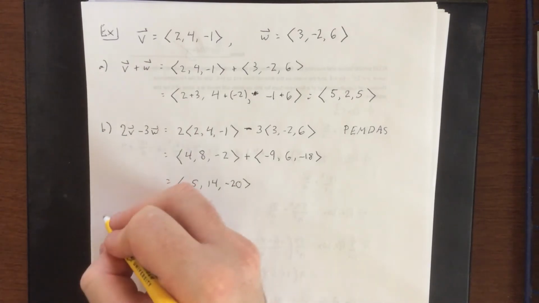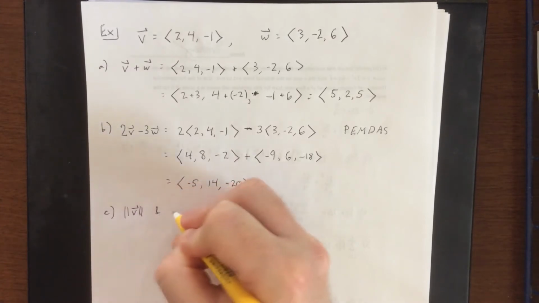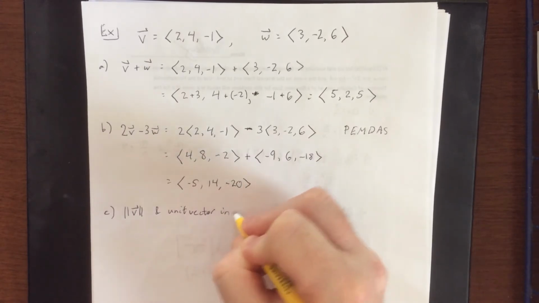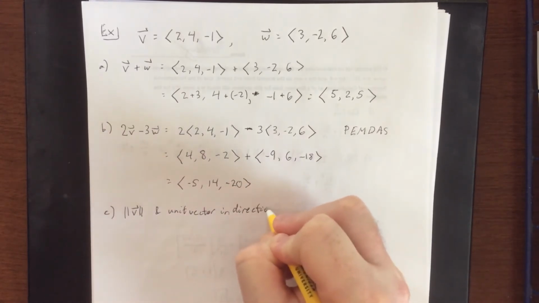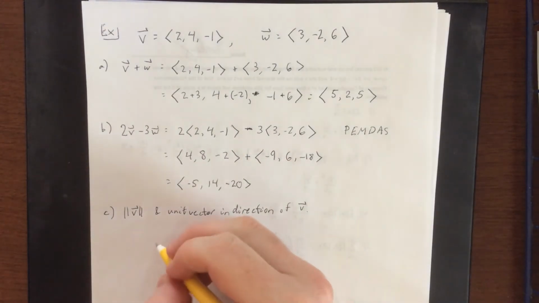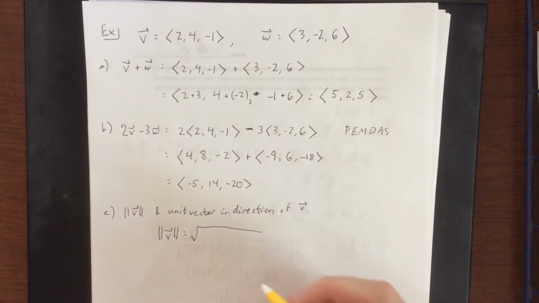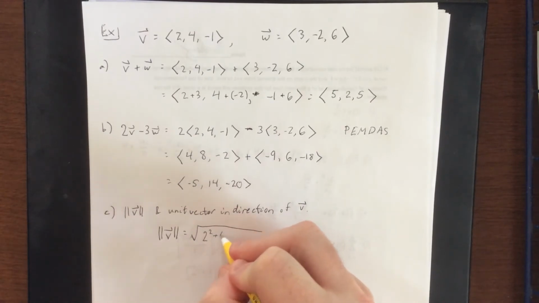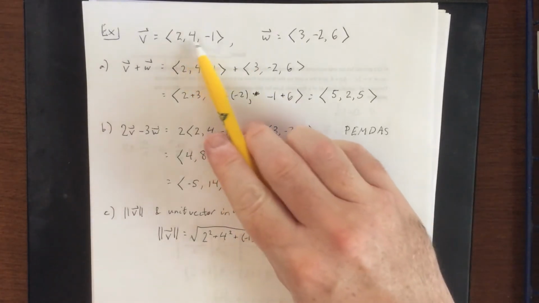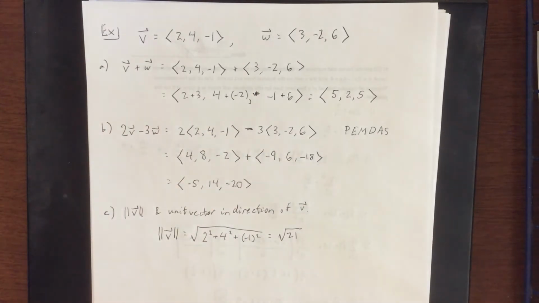Cool. Next up, I'm interested in finding the magnitude of v and a unit vector in the direction of v. So first off, for the magnitude of v, we'll apply that distance formula, Pythagorean theorem thing that we were talking about. This will be 2 squared plus 4 squared plus -1 squared. We're squaring each of the components, adding them together, and then taking a square root. That'll give us a square root of 21.